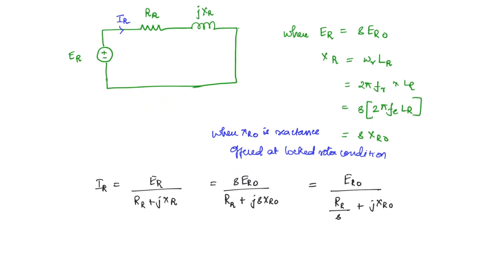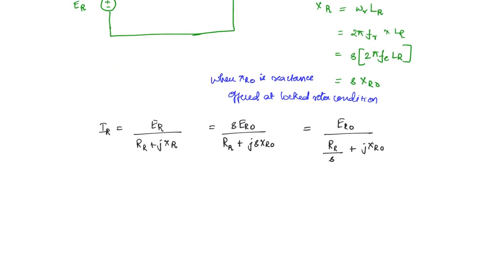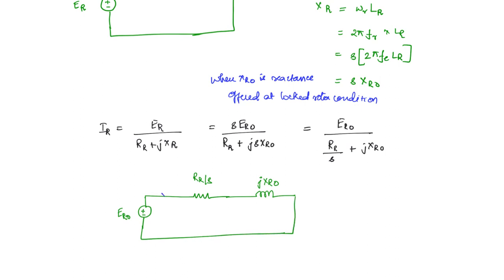Now using this equation, how can we draw the rotor circuit? You can have the voltage term as ER naught, the resistance term as RR by S, and the reactance as jXR naught. In this circuit, what will be the current? The same IR current will flow. So this circuit and the earlier circuit represent one and the same circuit. The rotor circuit you can represent as this also, as this also.